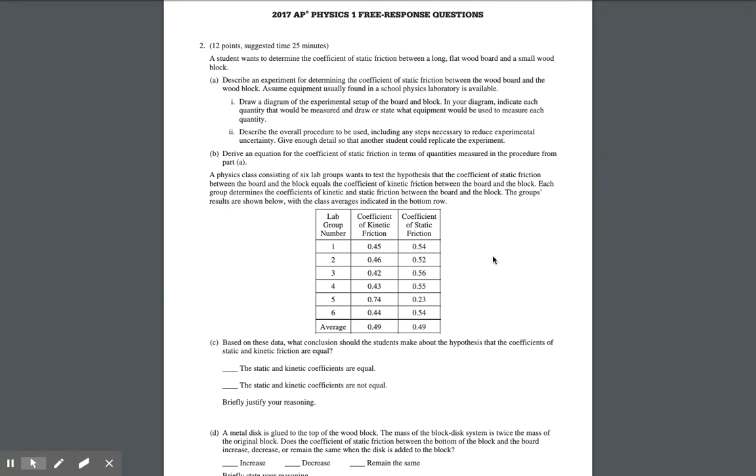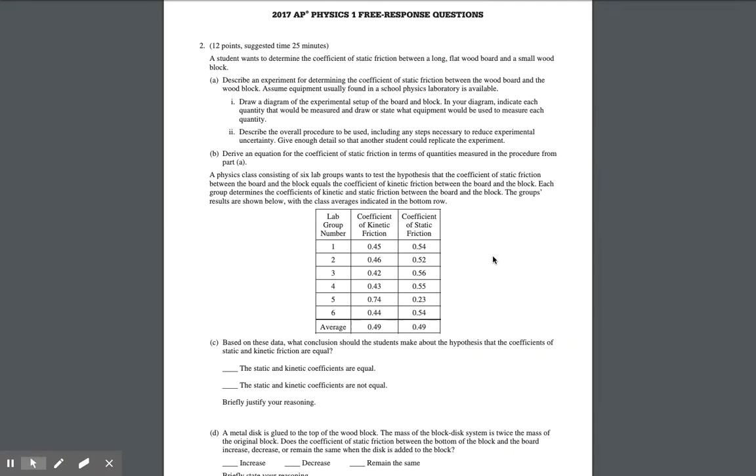We did this using shoes. Okay, but here we have a long, flat wooden board and a small block. So a block on top of a board. Describe an experiment for determining the coefficient of static friction between the wood board and the wood block. Assume equipment usually found in a school physics laboratory is available. Okay, so think of the view of the shoe lab. All of the resources you used in that lab, you're replacing a shoe with a small block.